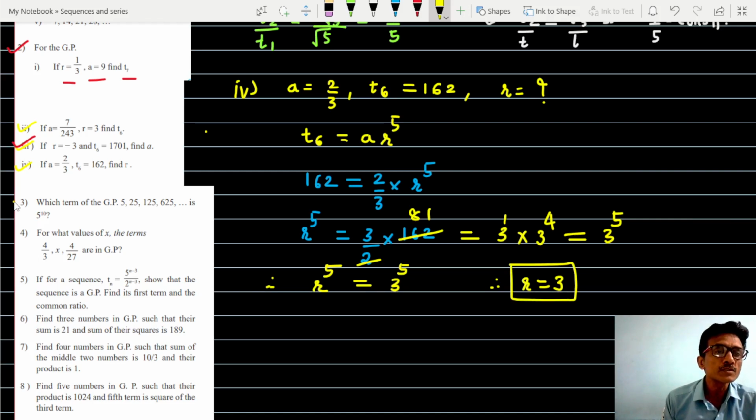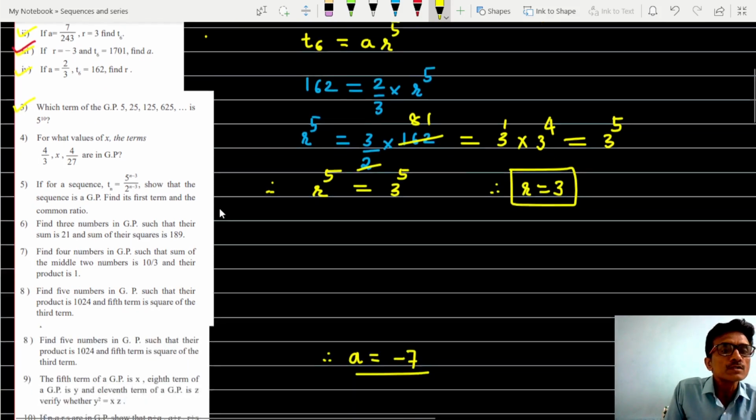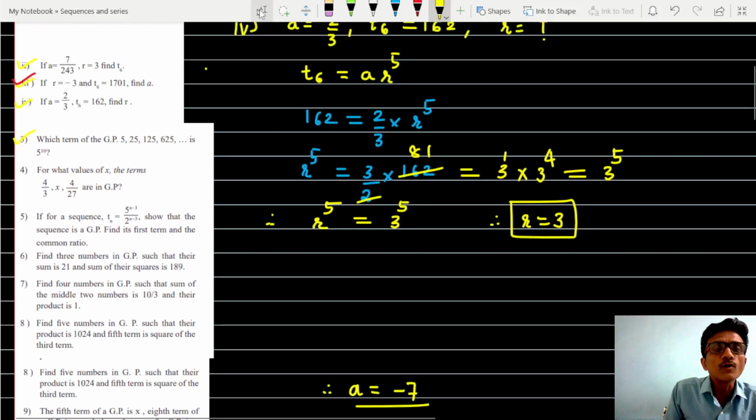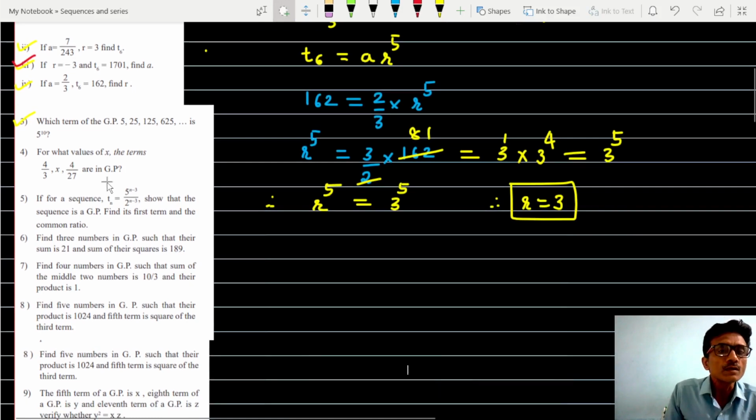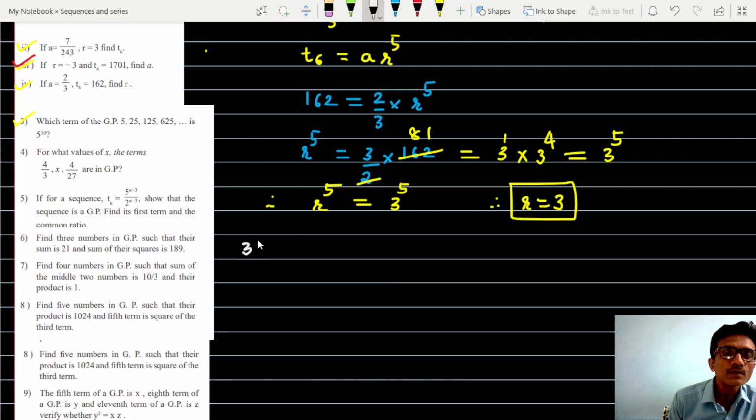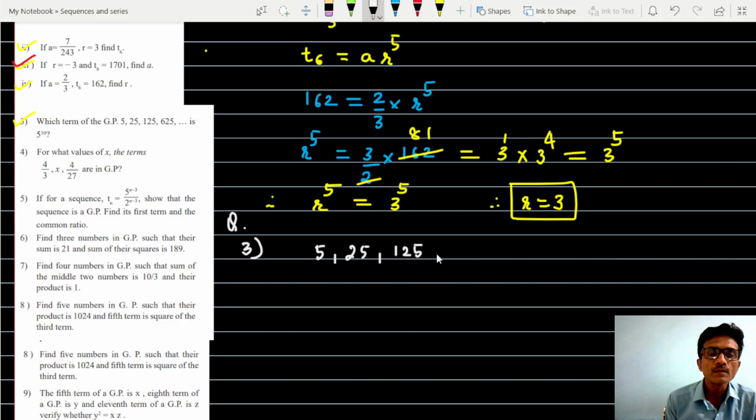अभी इसके बाद नेक्स्ट क्वेश्चन, दैट इज थर्ड सब क्वेश्चन. व्हाट इज दिस थर्ड सब क्वेश्चन? Which term of GP is 5 raised to power 10? So which term of GP is 5 raised to power 10? See here, question number 3 we are doing. Terms of GP are what? 5, 25, then 125, here 625 and so on. These are the terms of GP.